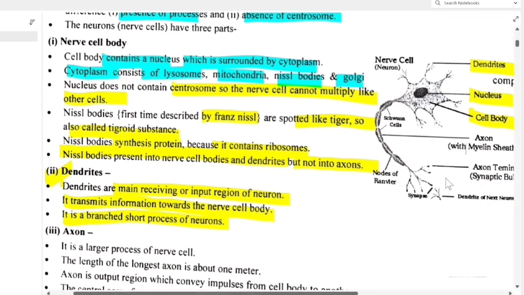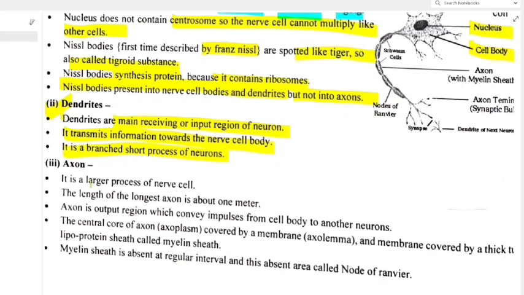Now come to the axon. It is a long process of the nerve cell. Can you see? This is the axon, the long process of the nerve cell. The length of the longest axon is about 1 meter. The axon is the output region which conveys impulses from the cell body to other neurons. Dendrites were working as the input, right? But the axon works as the output because it conveys impulses from the cell body to other neurons.